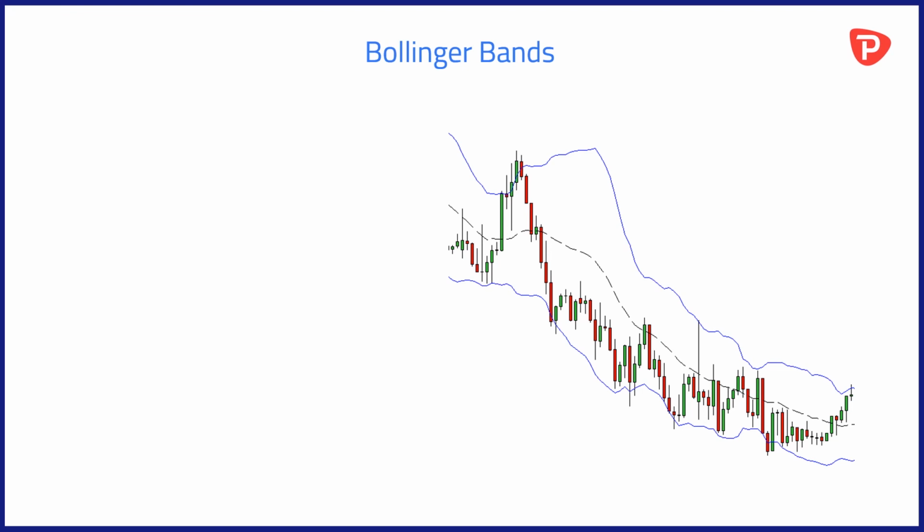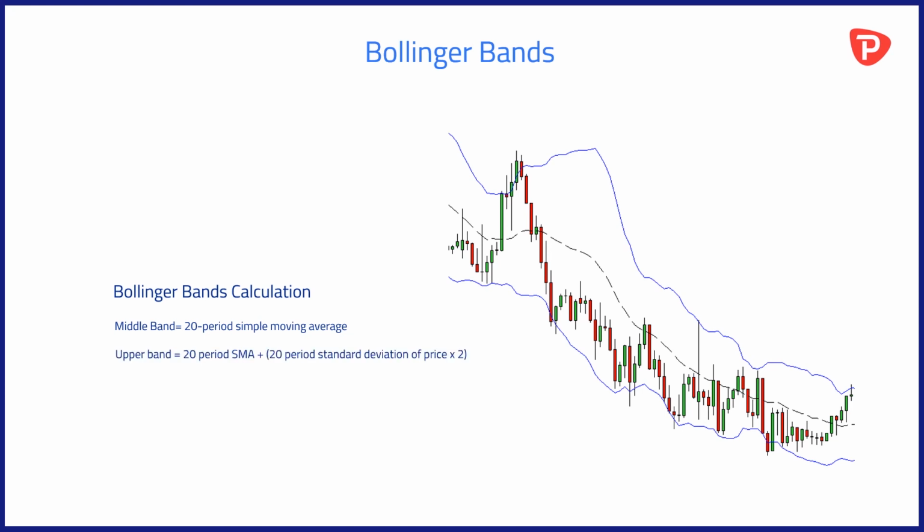Let's take a look at how Bollinger Bands are calculated for a standard platform setting. The middle band is generally set at a 20-period simple moving average. The upper band is a 20-period simple moving average plus the 20-period standard deviation of price multiplied by 2. The lower band is a 20-period simple moving average minus a 20-period standard deviation of price multiplied by 2. It is suggested that the 20-period moving average is the most useful for this indicator, and as I have mentioned in earlier modules, it is ideal to be trading what everybody else is seeing, so I recommend keeping this setting consistent.